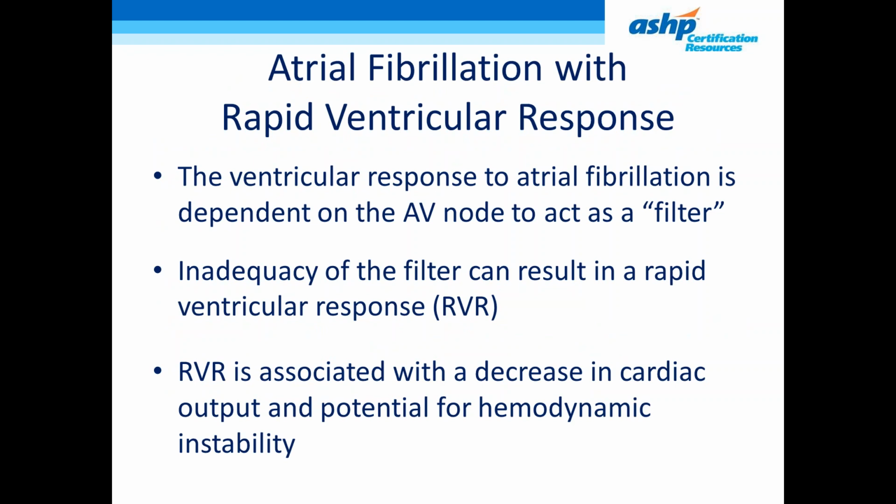The ventricular response to atrial fibrillation is dependent on the AV node to act as a filter. When we have inadequacy of the filter, we can see a rapid ventricular response. This occurs because the atria are fibrillating, and the atria can fibrillate at a very rapid rate, 300 to 600 times per minute. If the AV node is not filtering out the noise from the atrium, we can see that the ventricular response is rapid. This rapid ventricular response is associated with a decrease in cardiac output and the potential for hemodynamic instability. And this hemodynamic instability can be severe.